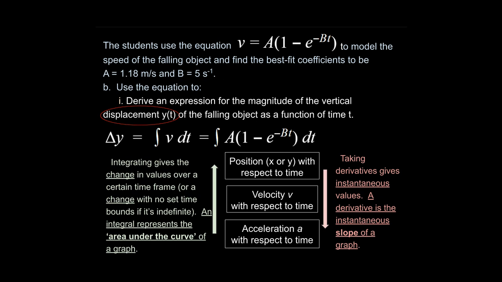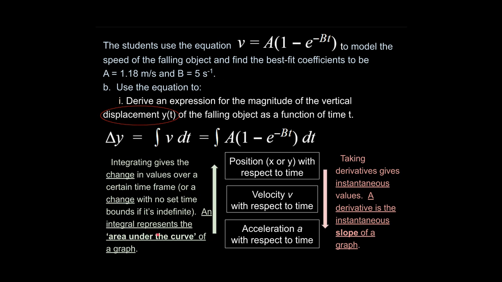Just a couple of nuances that students sometimes forget or are not aware of that I want to stress. First of all, integrating gives you the change in values over a certain time frame, or a change with no set time frame if it's indefinite. This is a good example: if you take the integral of velocity, that's going to give you a change in position, and a change in position would be displacement. That's why they ask about displacement here, even though you have position, velocity, and acceleration that you can work with. So when you integrate, remember you're talking about the change in those previous values.